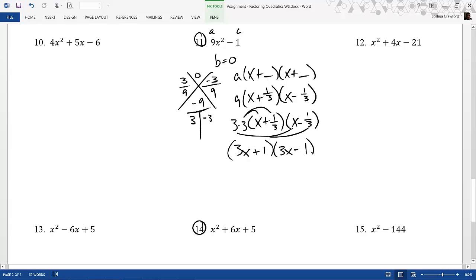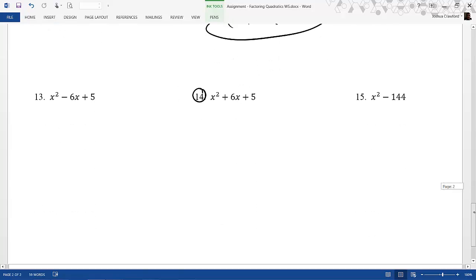Now, is that a complete perfect square trinomial? Nope, because one has a positive, one has a negative. Okay, and one more to go.